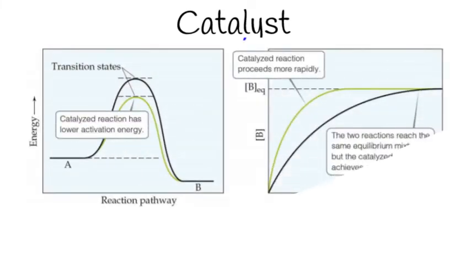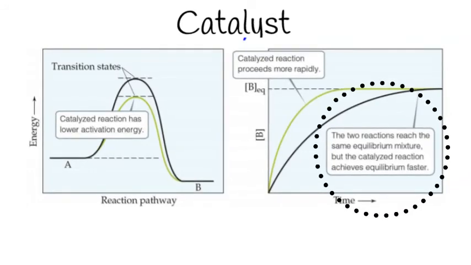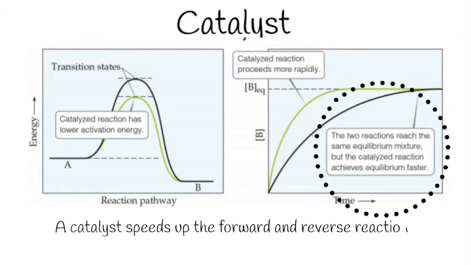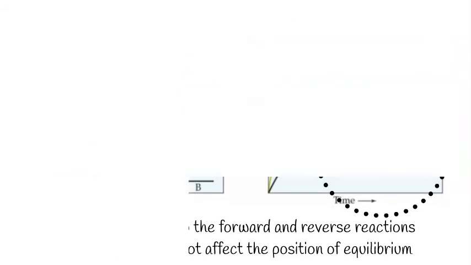And lastly, let's look at the effect that a catalyst has. On the left, with the line in green, you can see that a catalyst provides an alternative pathway with a lower activation energy, which results in the graph on the right. The catalyzed line in green has a faster rate than the uncatalyzed line. But note that the 2 reactions reach the same equilibrium position. The catalyzed reaction just gets there faster. So a catalyst does not affect the position of equilibrium. It just speeds up the forward and reverse reactions equally.